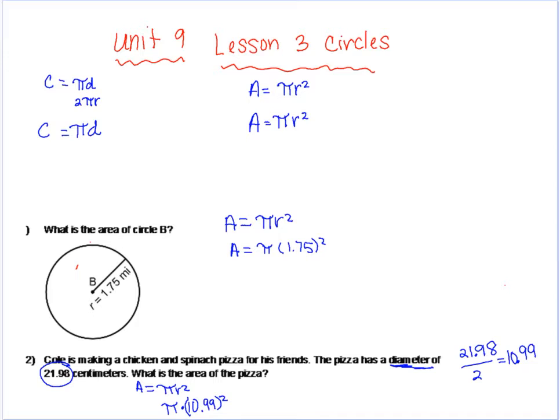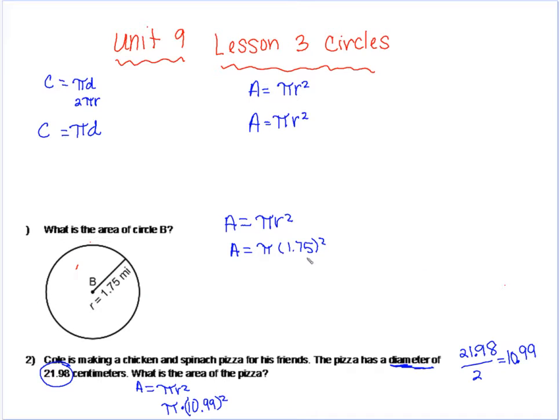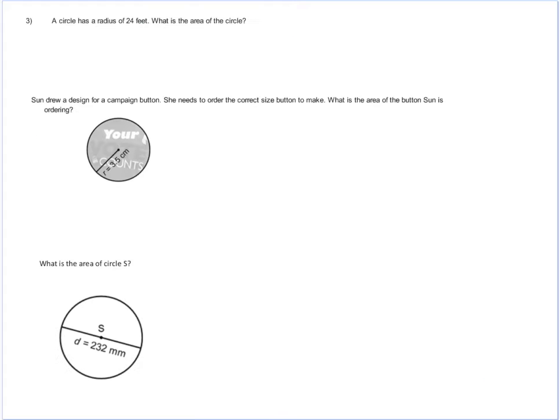Okay. Moving on. Now you just actually solve them out, but I'll just help set them up. Number 3, a circle has a radius of 24 feet. What is the area? Again, our equation is area equals pi r squared. Area equals pi, radius is 24. You got to square it first.